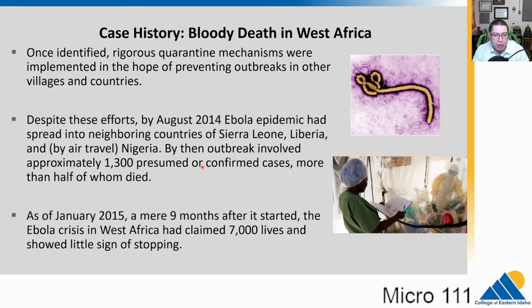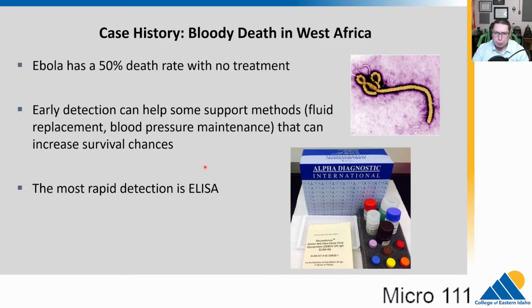By January 2015, 9 months later, there were over 7,000 deaths from this. So luckily, we got a handle on this, and it did not continue to grow too much larger. But Ebola is one of those things that we worry about quite a lot because of the high death rate from it. So rapid identification is key. That 50% death rate requires us to instantly test people when we suspect this.